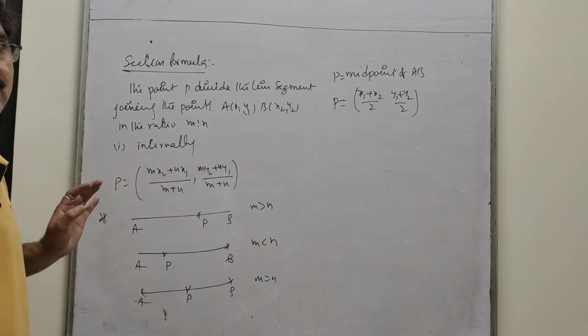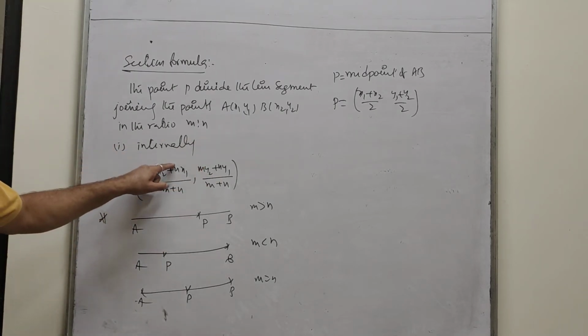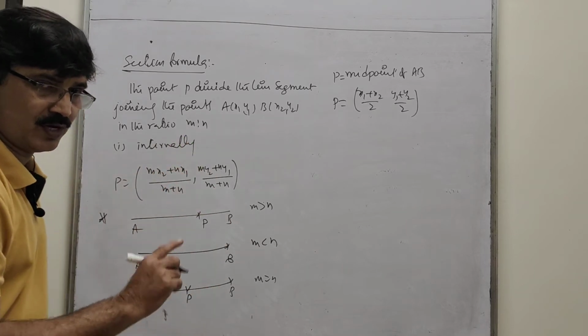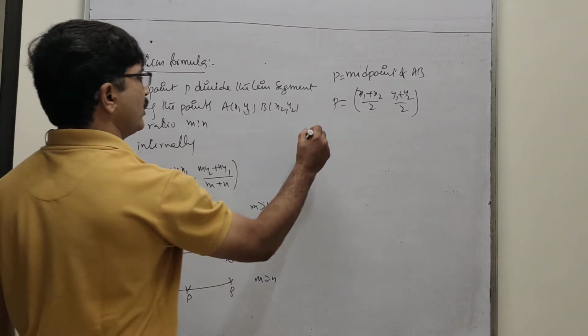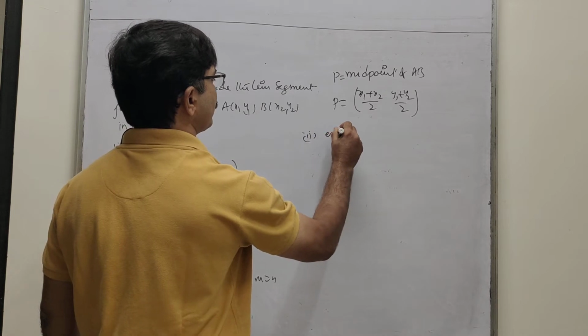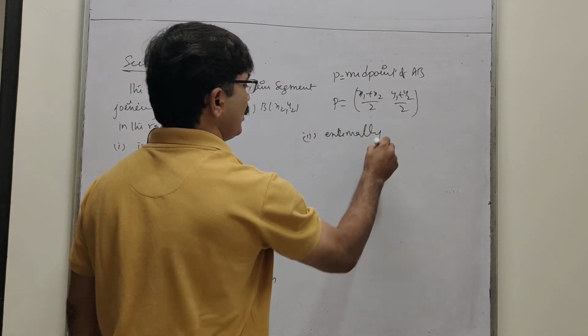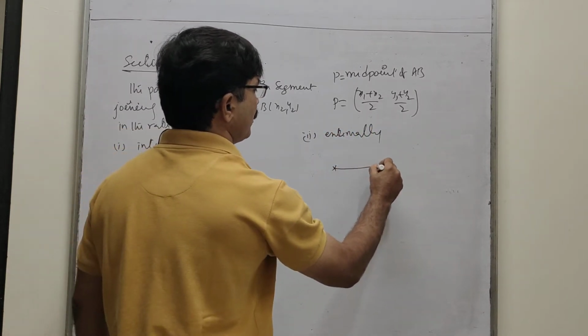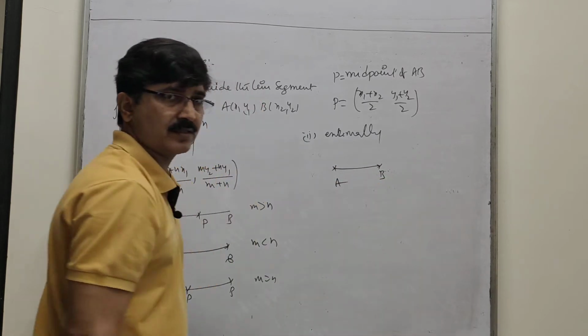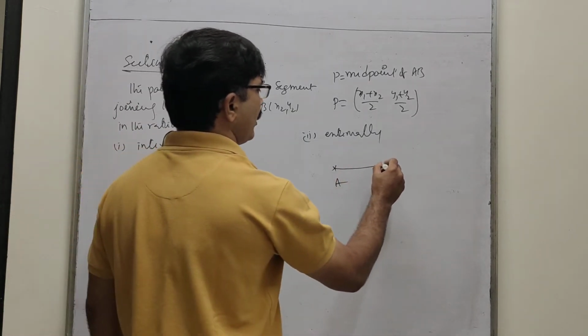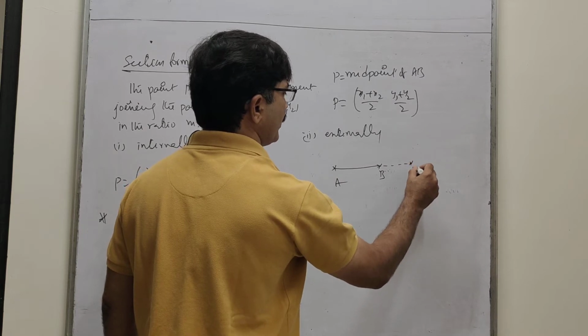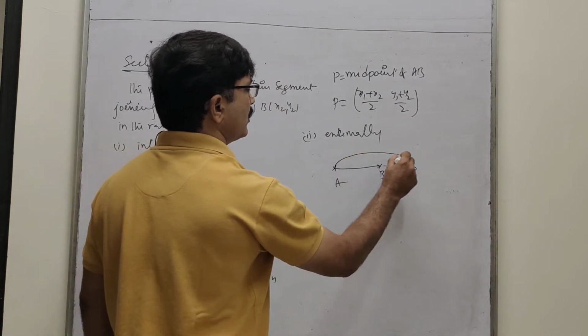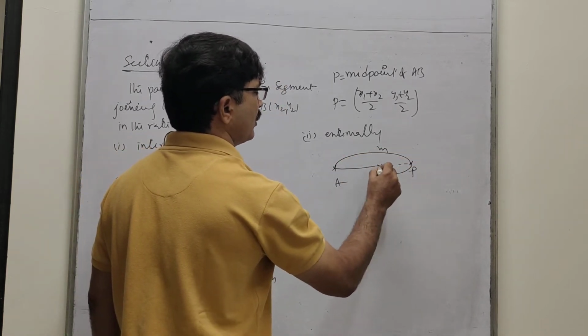Now I'll move on to the next one. Internal is over. Now externally also I'll show you how external division works. So here the second one is externally. What does externally mean? Suppose A, B is like this and they are collinear, no doubt about that. P is somewhere here. That means this is your M and this is your N.